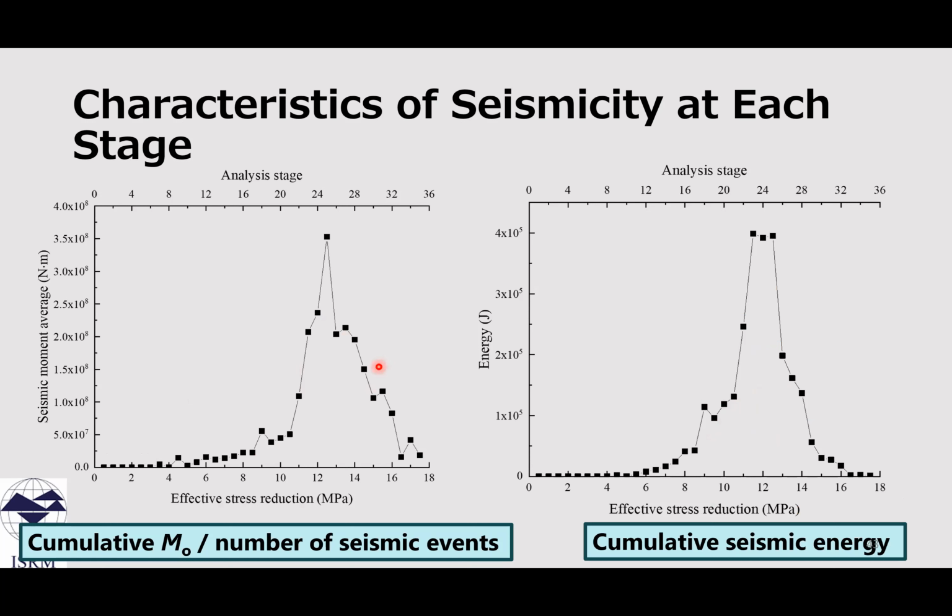This left figure shows the average seismic moment for each stage. As can be seen, at the 25th stage it takes the maximum value. And then this right figure shows the seismic energy summed for each stage. As can be seen, it takes the maximum value in stages from 23rd to 25th.